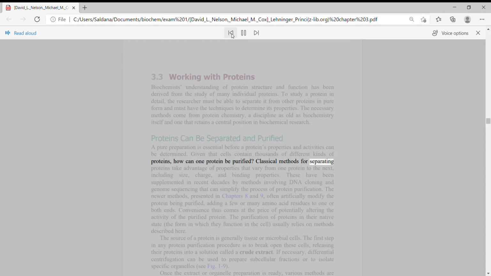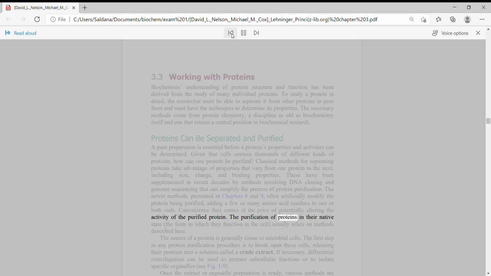Classical methods for separating proteins take advantage of properties that vary from one protein to the next, including size, charge, and binding properties. These have been supplemented in recent decades by methods involving DNA cloning and genome sequencing that can simplify the process of protein purification. The newer methods, presented in chapters 8 and 9, often artificially modify the protein being purified, adding a few or many amino acid residues to one or both ends. Convenience thus comes at the price of potentially altering the activity of the purified protein.